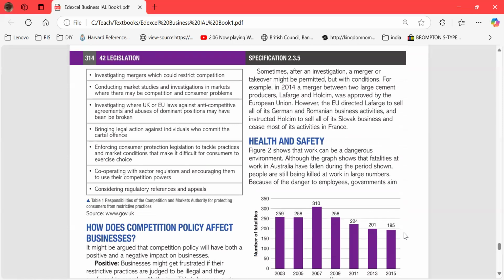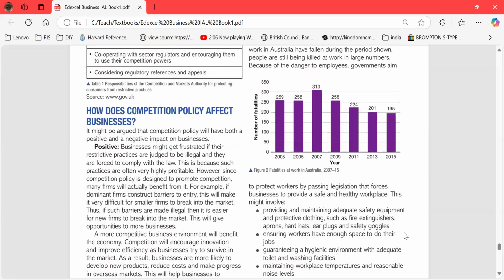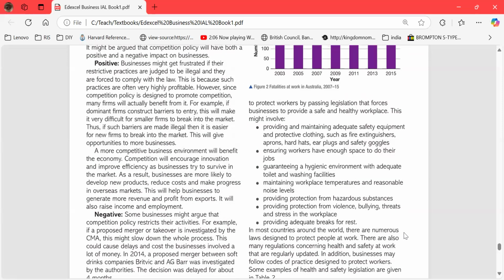Okay, then health and safety, that's another legislation. So health and safety in the workplace, it's a big concern. There has to be proper safety standards. If you remember, there was a case study in the level exam, and the dangerous situation took place in our country. Rana Plaza.